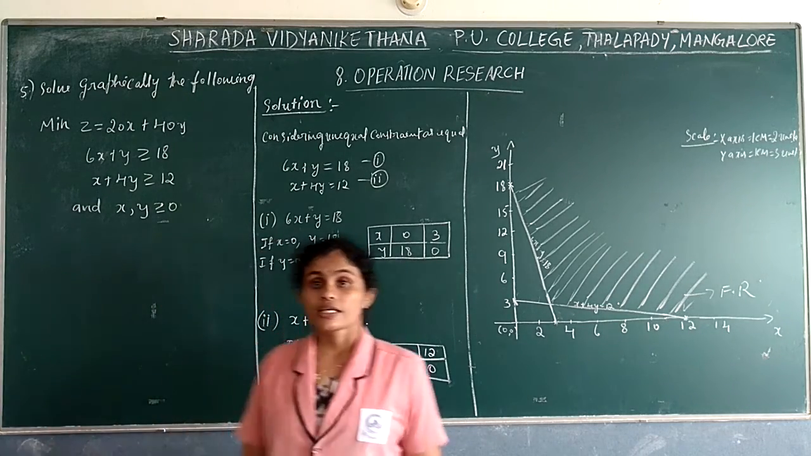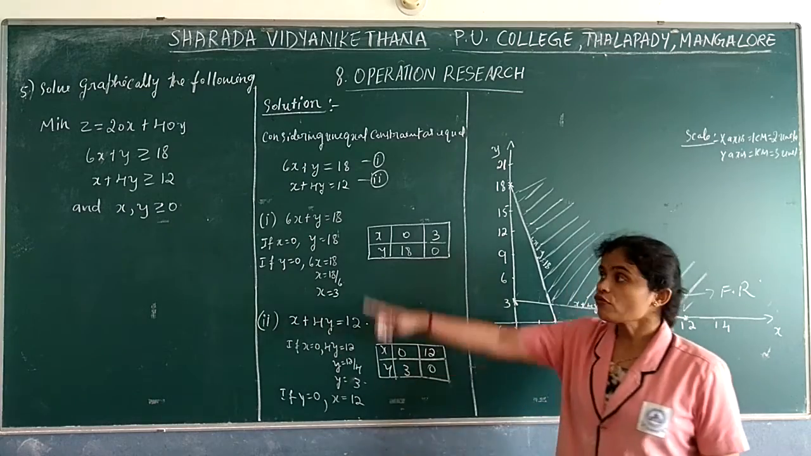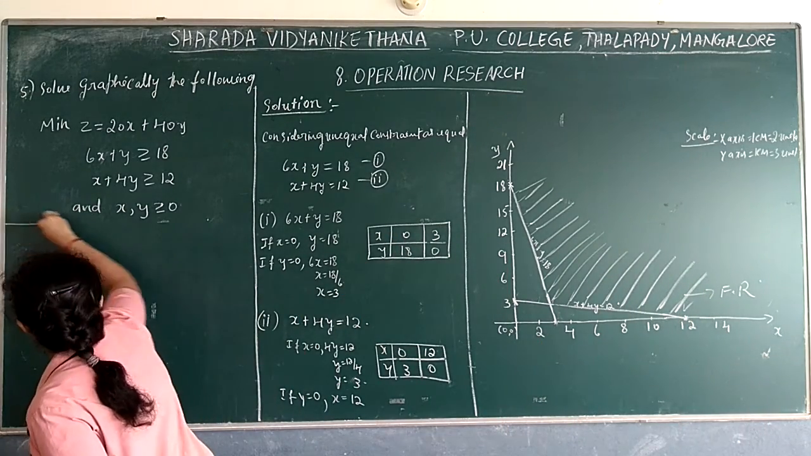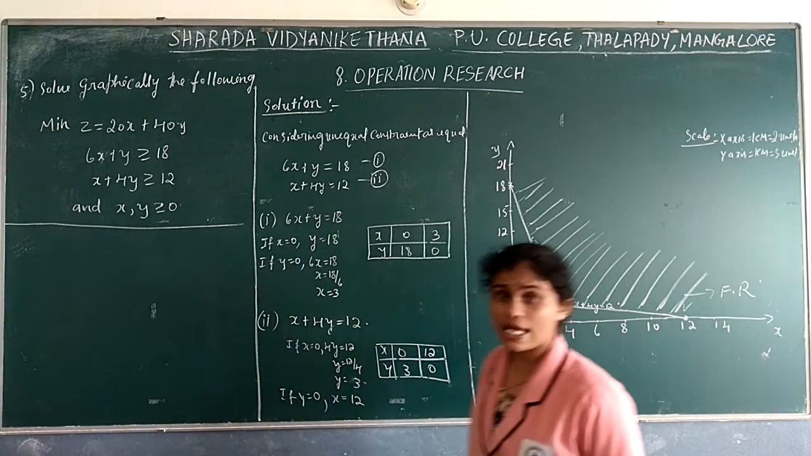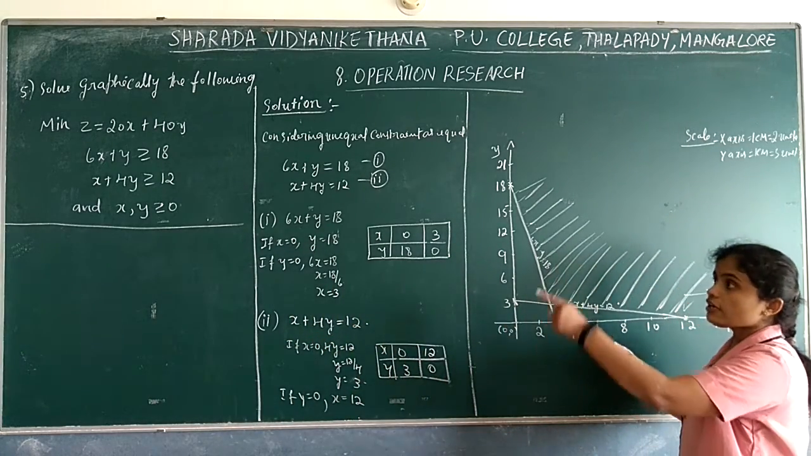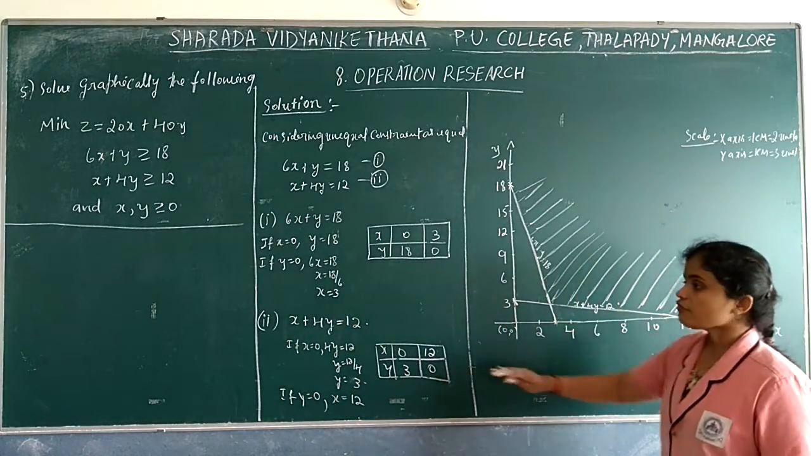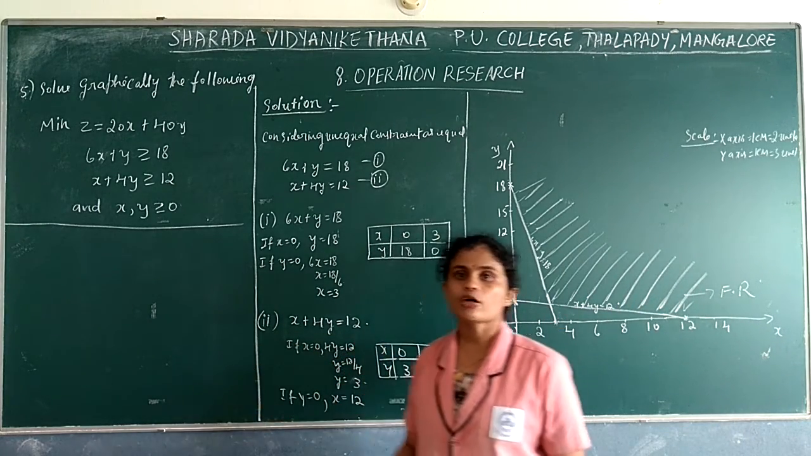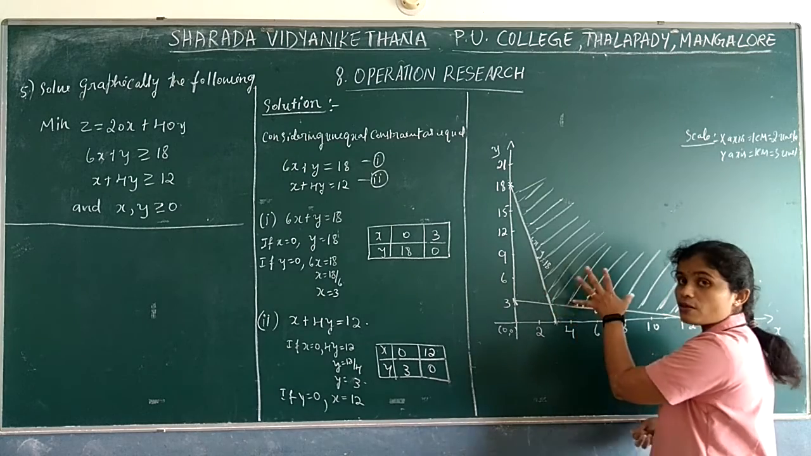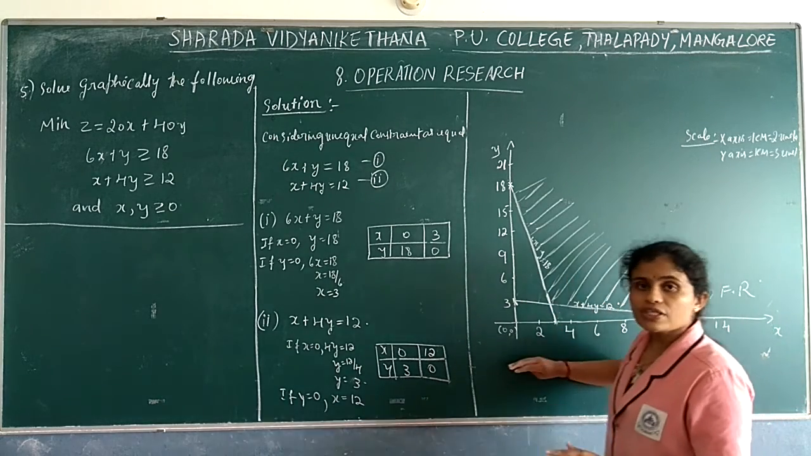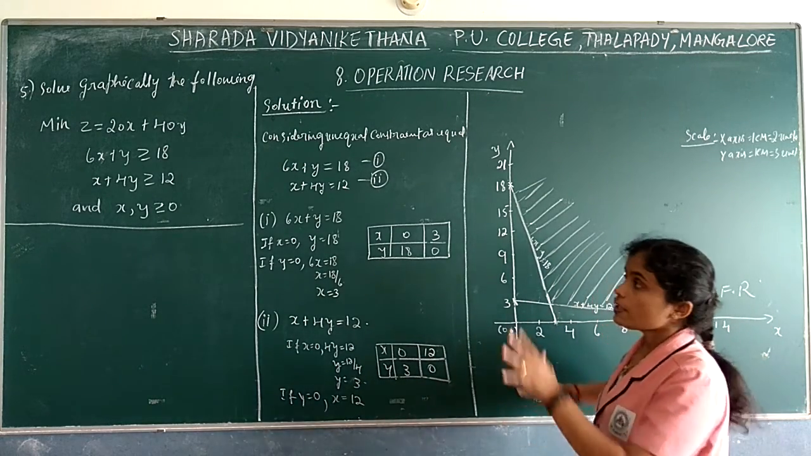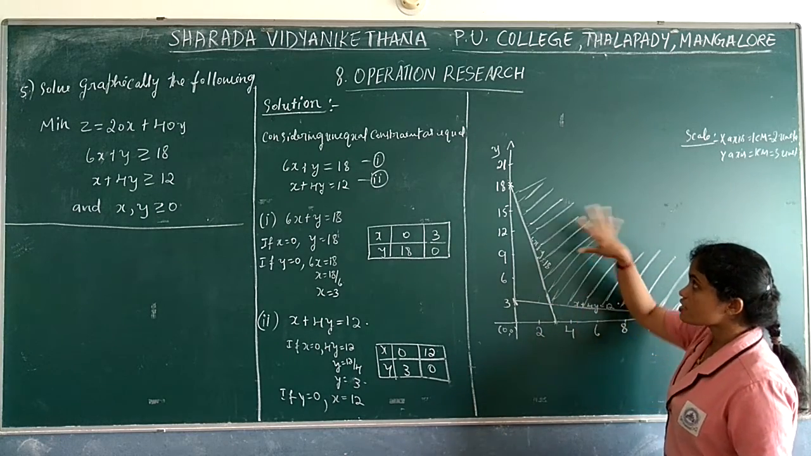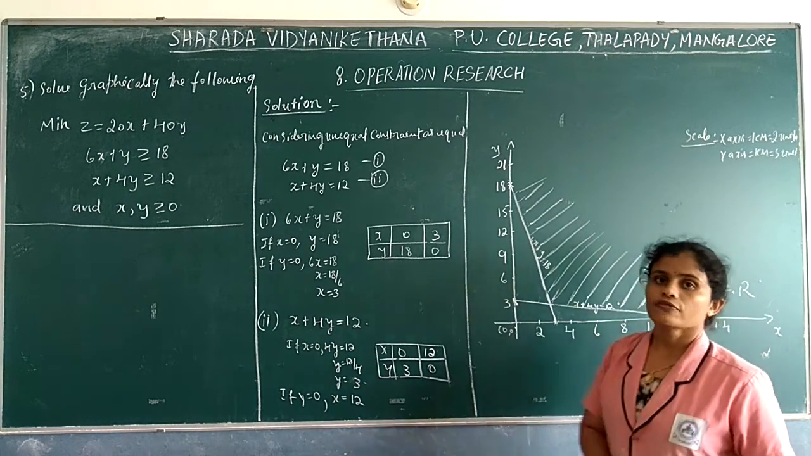But see the given problem here, it's of minimum type. What did I say when I was explaining the previous problem? If it is an unbounded problem, and if it's of minimum type, then we have to continue with the corner points. We can obtain the minimum value. If it's a maximum problem, then we stop it here itself. But since it is a minimum problem, we are continuing. It's not a maximum problem. Maximum value we cannot get.